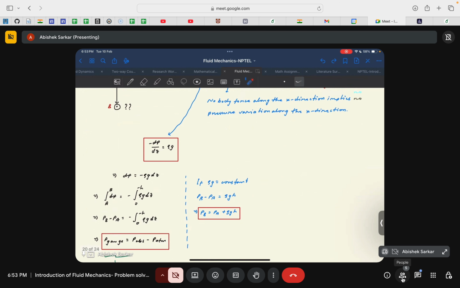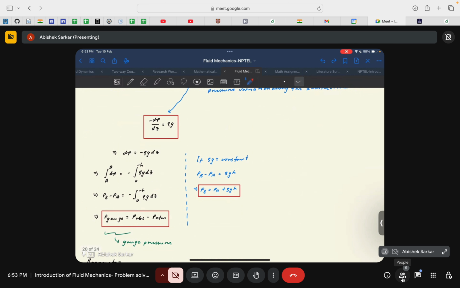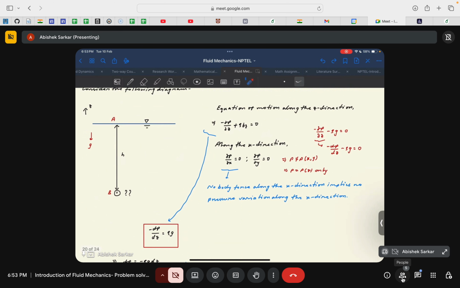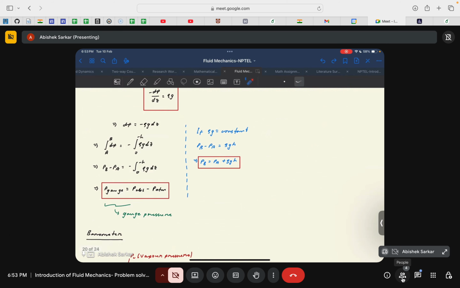So our limits will be from A to B, and the limits for the depth, that is variation along z, would be from 0. If we consider the depth to be 0 here, and of course we are going in the negative z direction, so we can take the negative height in that case. So if A is at 0, then B would be at height minus h. We will take the upper limit of integration as minus h.